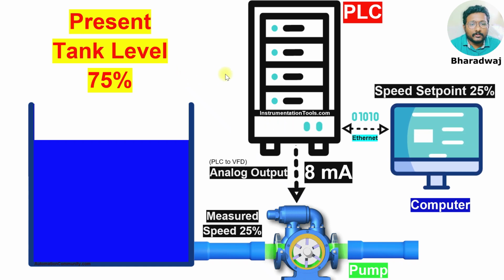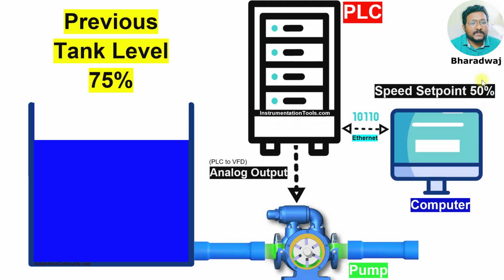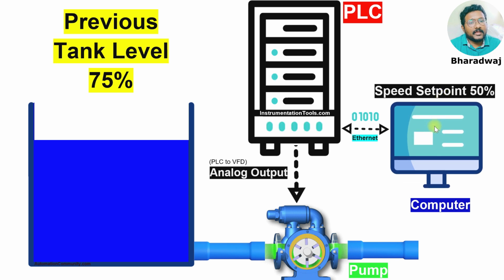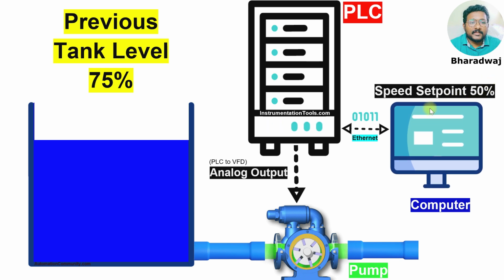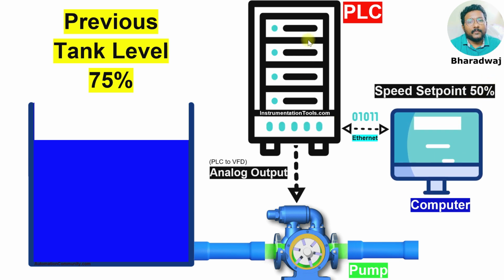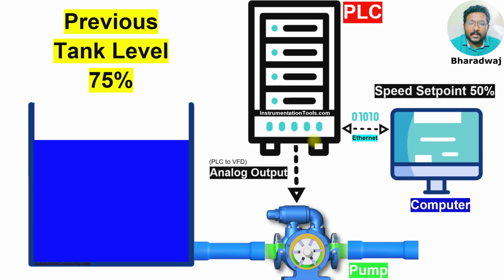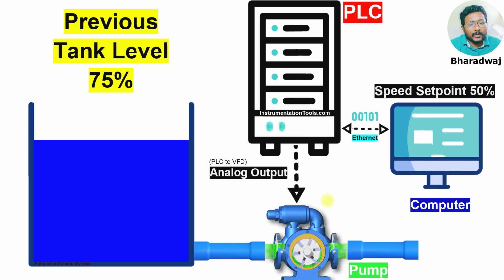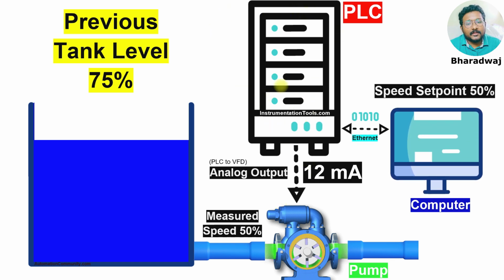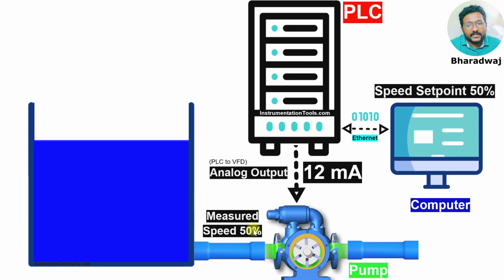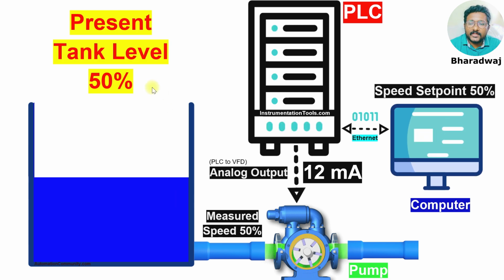Now the operator again increases the set point. Now it is 50 percent. The 50 percent value is entered in the computer graphics. That 50% set point will go to the PLC. Again, the PLC calculates the equivalent current signal, and the current signal again goes to the pump, which is 12 milliamperes. That is why again the speed is increased. Again water is draining out. Now the tank level reaches 50 percent.